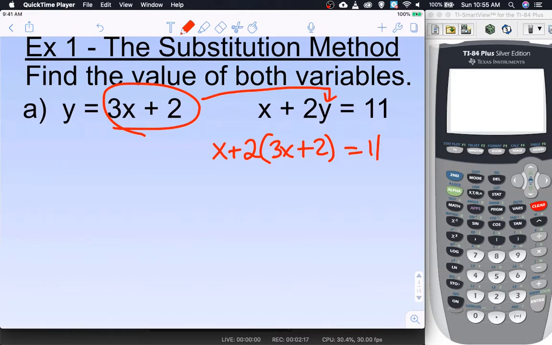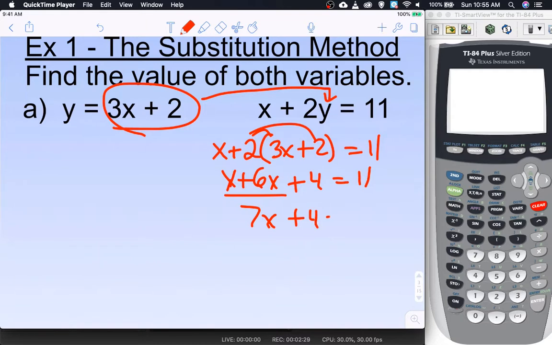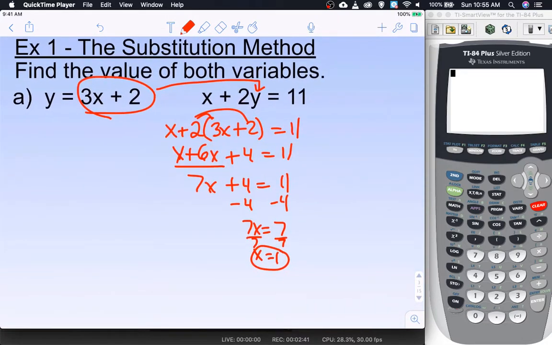So to solve, now it's just normal solving. I'm going to distribute: 6x plus 4 equals 11. I'm going to combine: 7x plus 4 equals 11. Subtract 4 on both sides: 7x equals 7. Then divide by 7 on both sides, and x equals 1. So I've found the x coordinate of my solution.